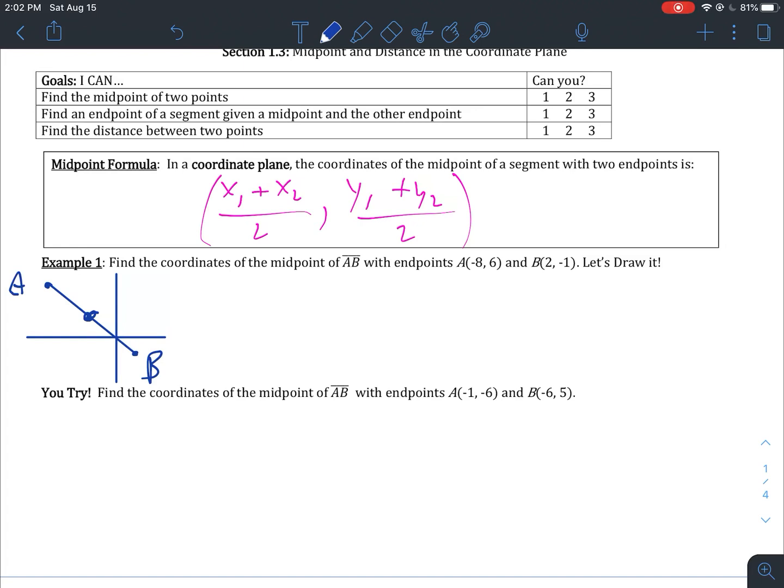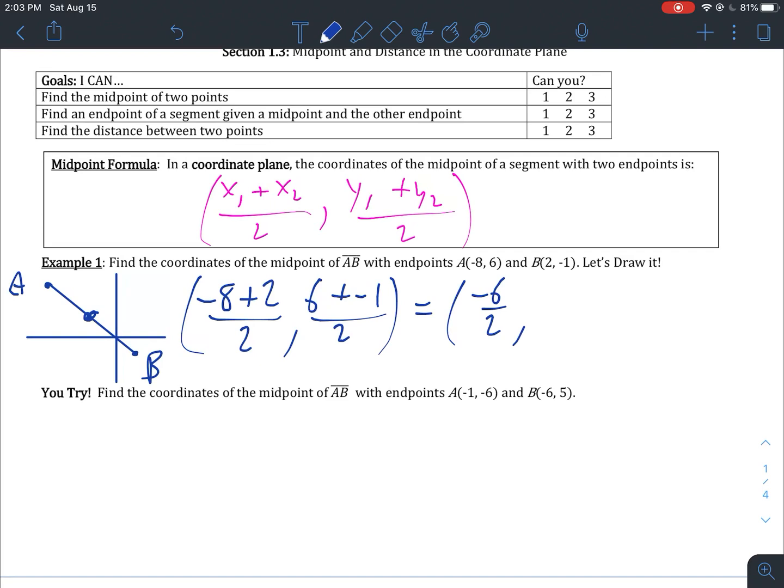So to find the midpoint of A and B, we're simply going to take our x's, -8 and 2, and add them together, divide by 2. Take our y's, 6 and -1, add them together, divide by 2. And that's it. That's our whole formula. Okay, -8 plus 2 is -6. 6 plus -1 is 5. Okay, and then simplifying here, we get -3, 5 halves, or 2.5 if you prefer that. That's it. That's our midpoint formula.